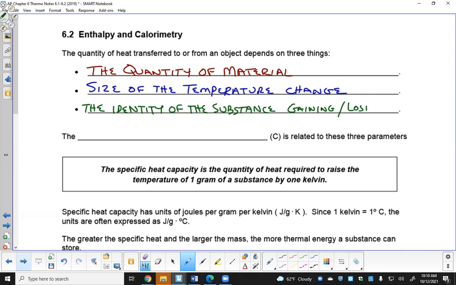It is gaining or losing heat. We need to know how much of the material we have. We usually do that in mass. We need to know the magnitude of the temperature change. And we need to know the identity of the substance, because different substances gain and lose heat in different proportions.